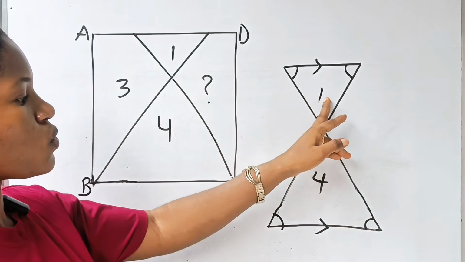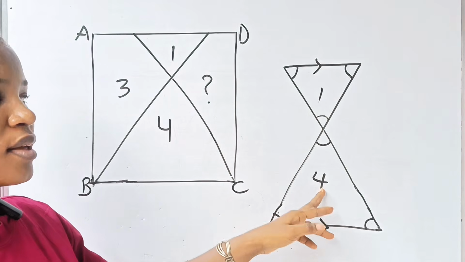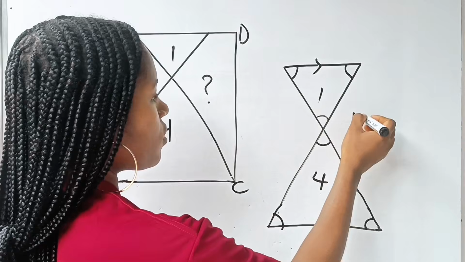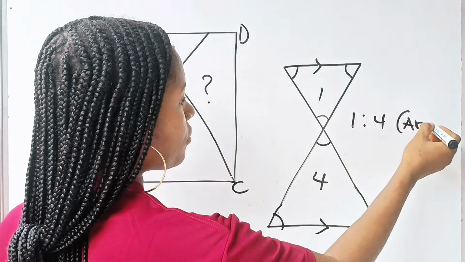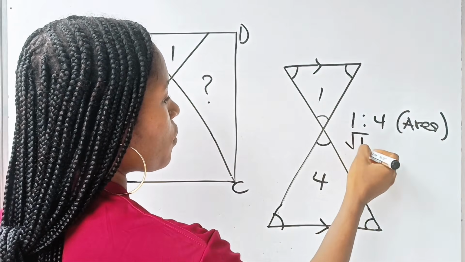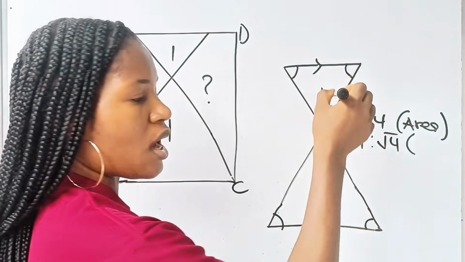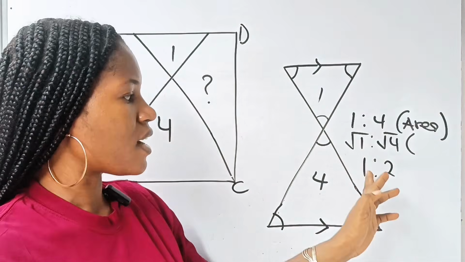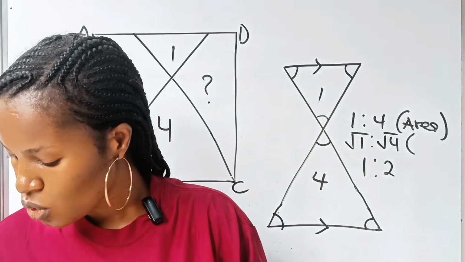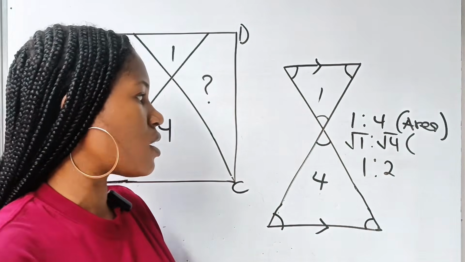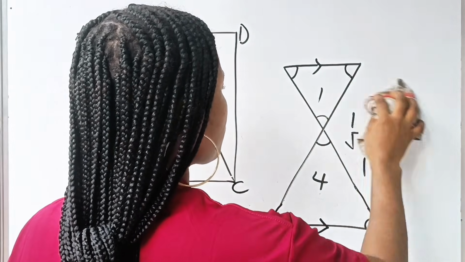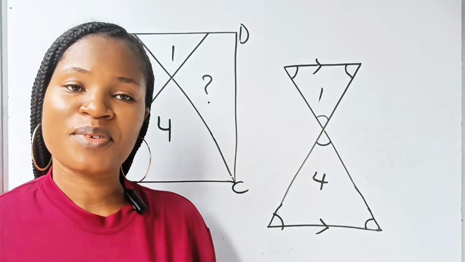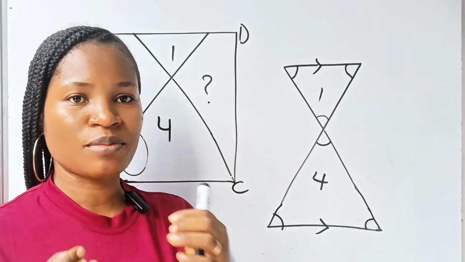So if the area of this is 1 and the area of this is 4, then their sides should be in the ratio 1:2. The square root of 1 is 1 and the square root of 4 is 2. So it means that the corresponding sides are in the ratio 1:2.